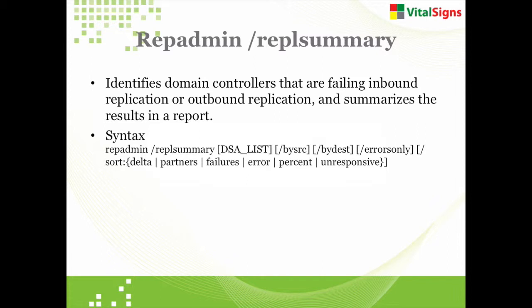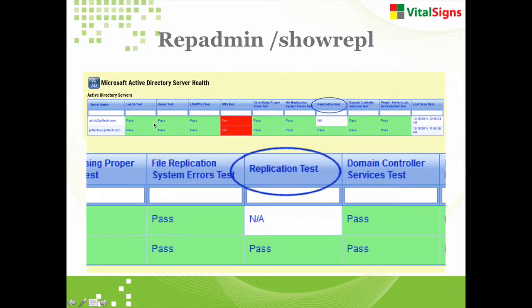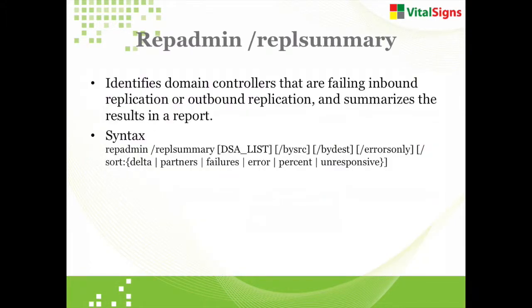There's another variation of this repadmin, which is the replication summary flag, and what this does is it identifies the domain controllers that are failing inbound replication or outbound replication and summarizes the results in a report. So what VitalSigns does in this case is we execute that command and we parse out the results and we stick it into the dashboard.